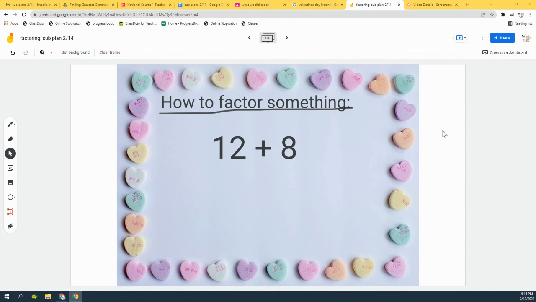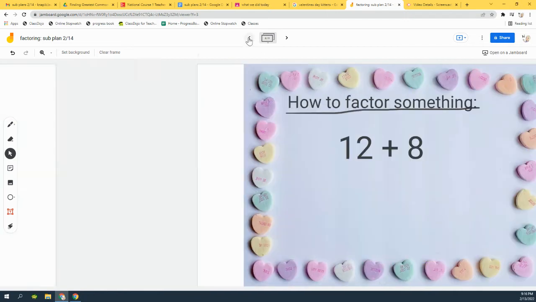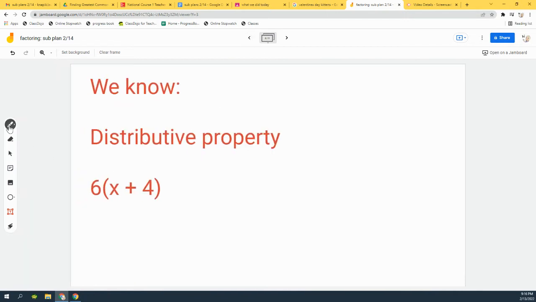So in this little video, we're going to talk about how to factor something. What we have been doing is the distributive property, where we take our number on the outside and distribute it to the number on the inside by multiplying. First we're going to distribute the 6 to the x, so 6 times x. Then we're going to distribute the 6 to the 4.